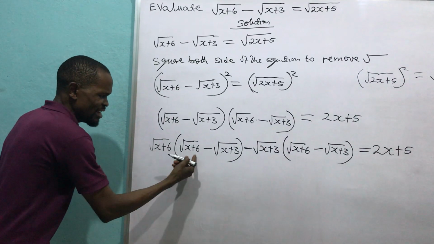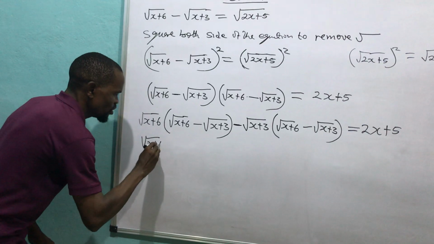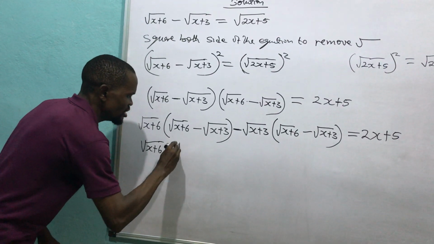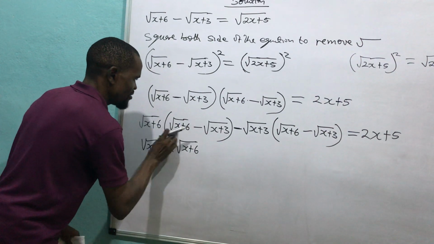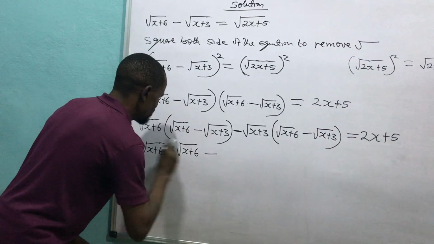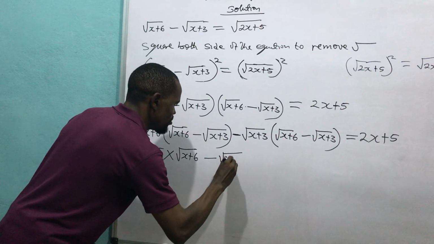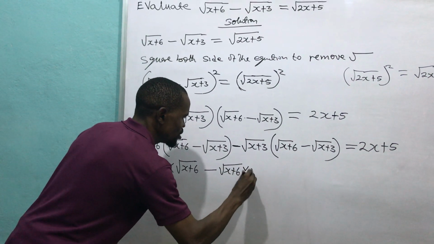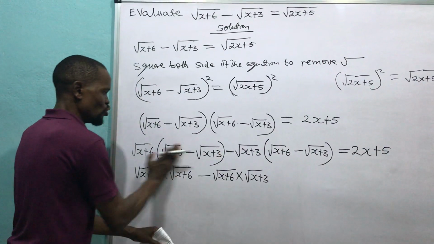Then now, expanding this will give me root of x plus 6 times root of x plus 6. And this one, times, I will have minus. This times will give me x plus 6 times root of x plus 3. Then again, I'm through with this.